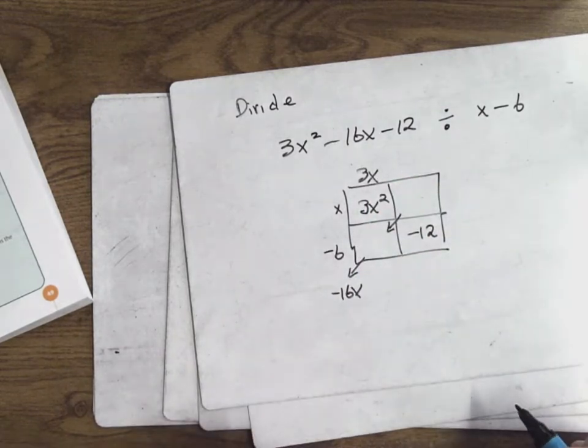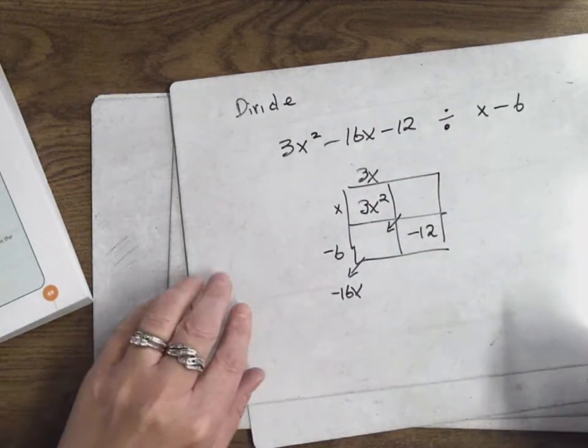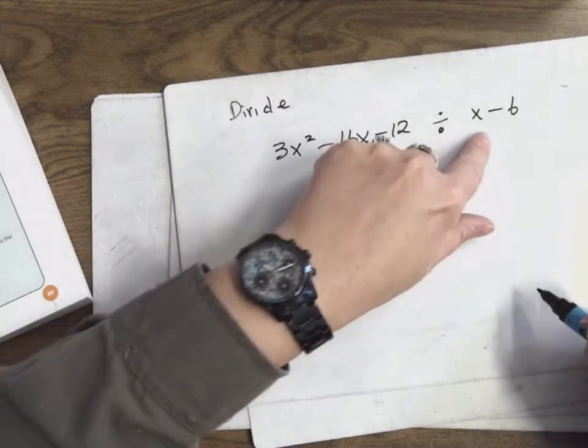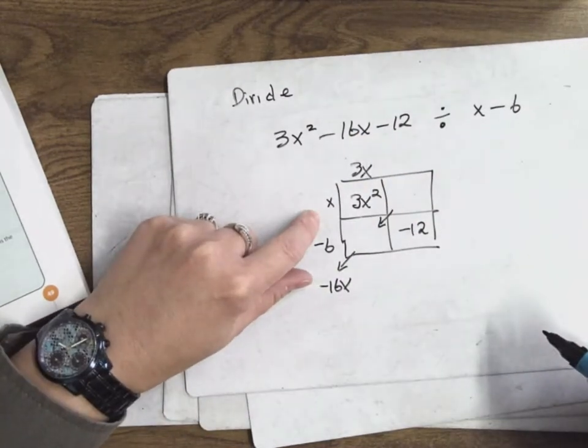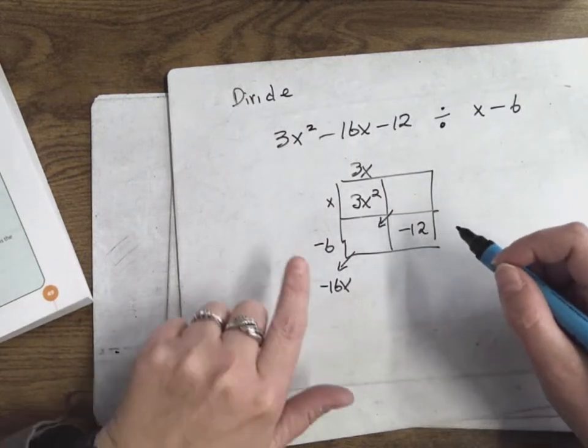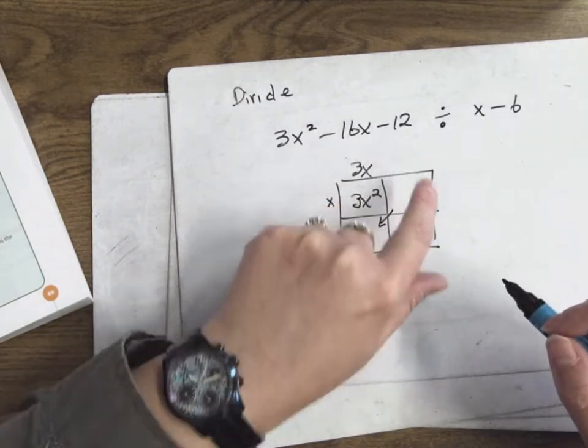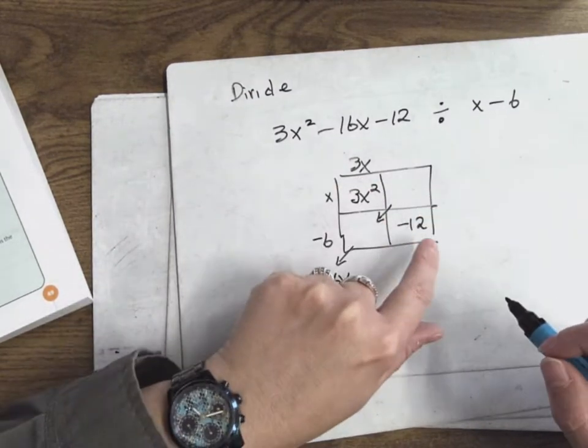Is that okay? How did you get 3x? It's here, divided by x minus 6. See this? Yeah, is that okay? Right, and then minus 6 multiplied by something will give me minus 12.